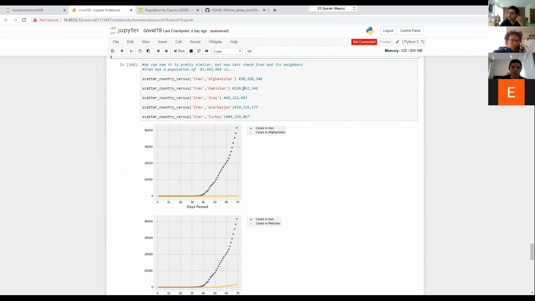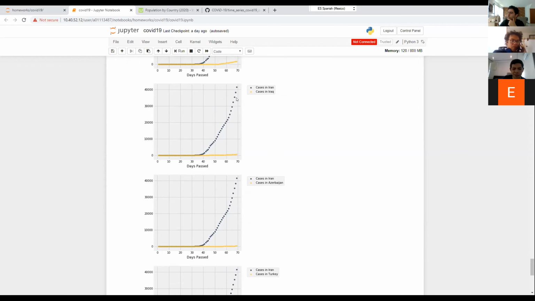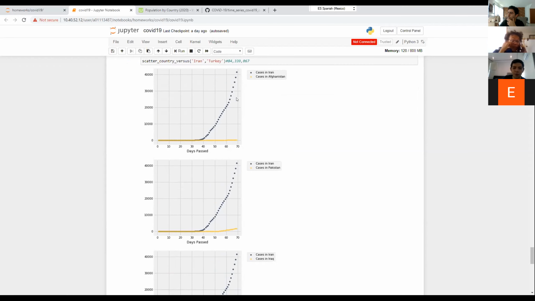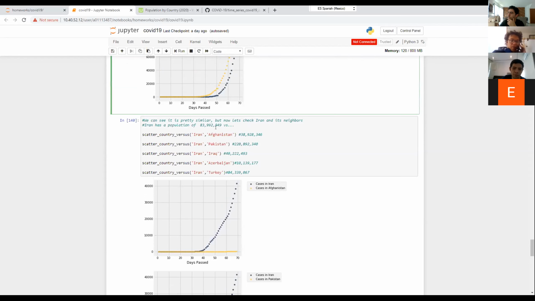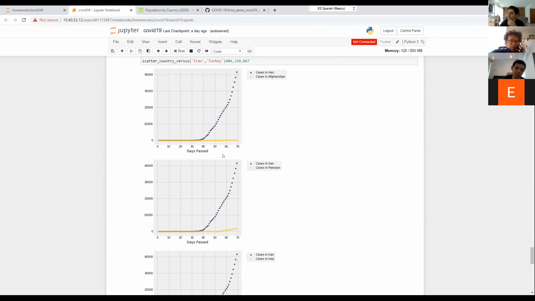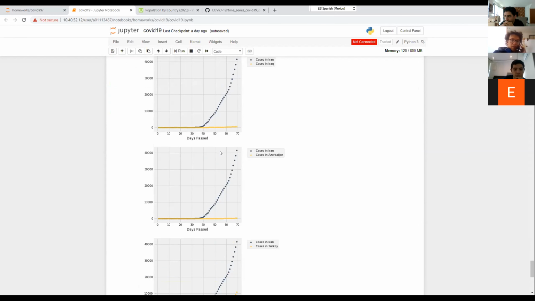I compared Iran to its neighbor countries, which were Afghanistan, Pakistan, Iraq, and such. And there's a curious case. Why does Iran have so many confirmed cases and its neighbors do not, when they have somehow similar populations and similar densities, but not so many cases? This was a curious case.